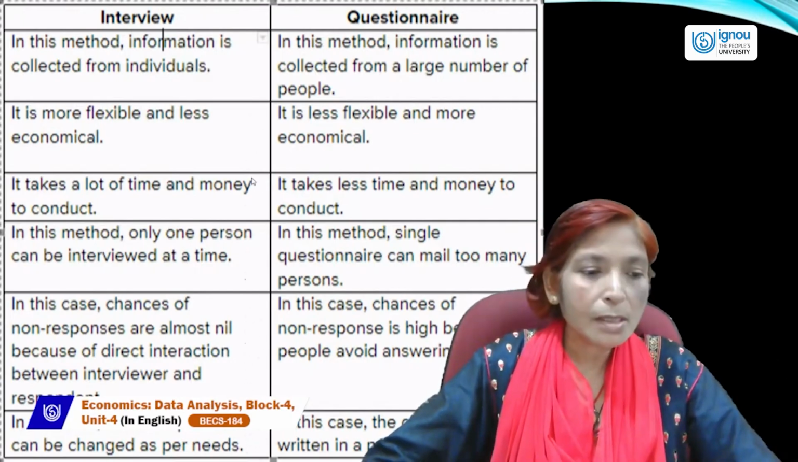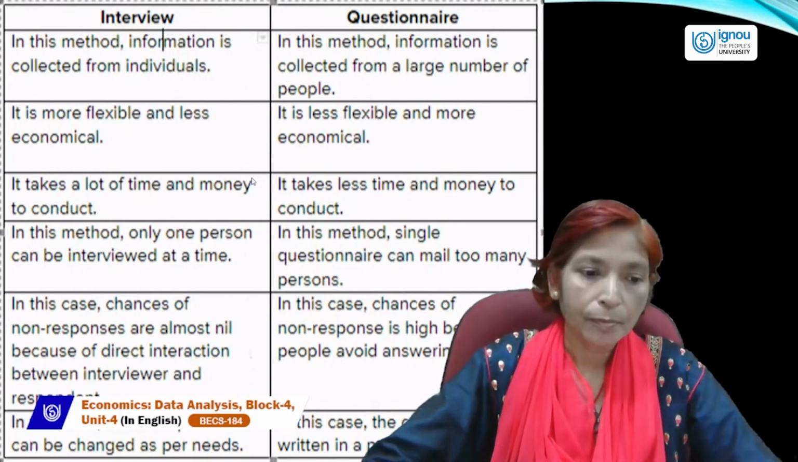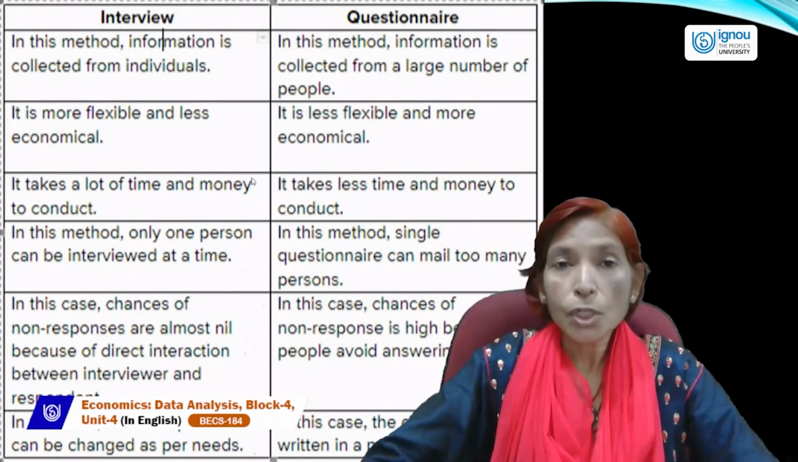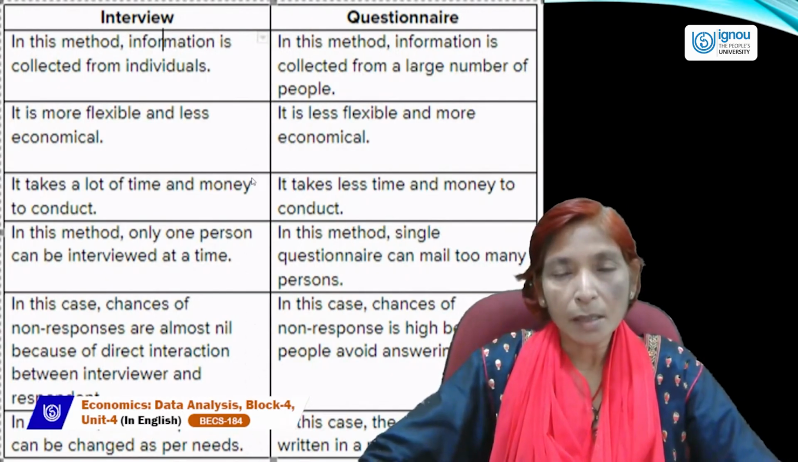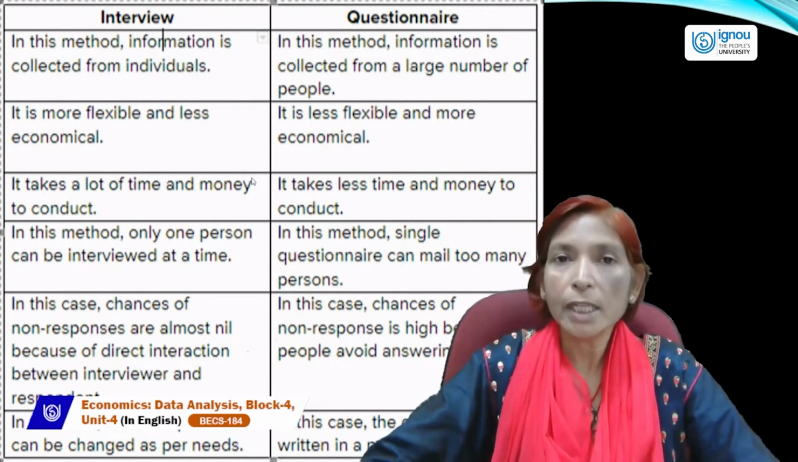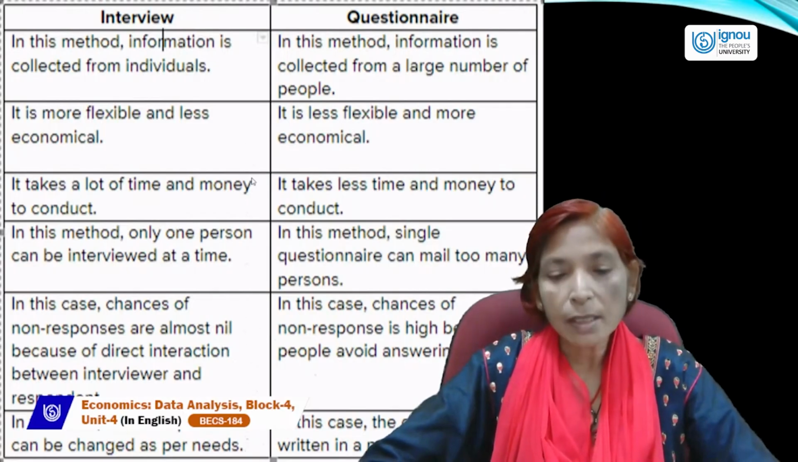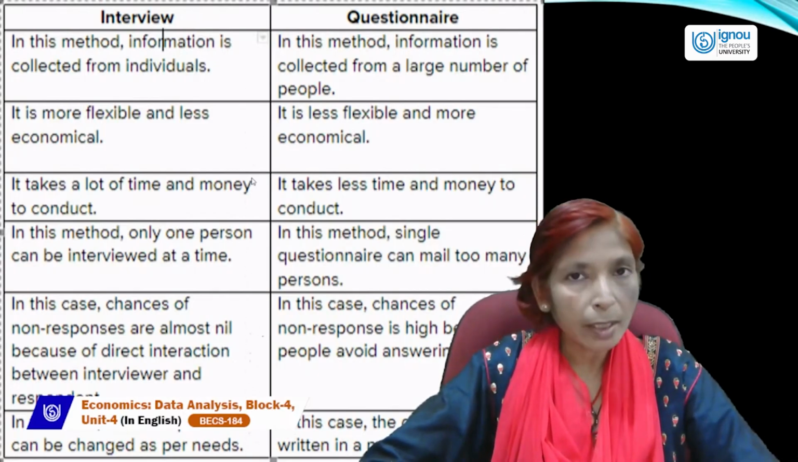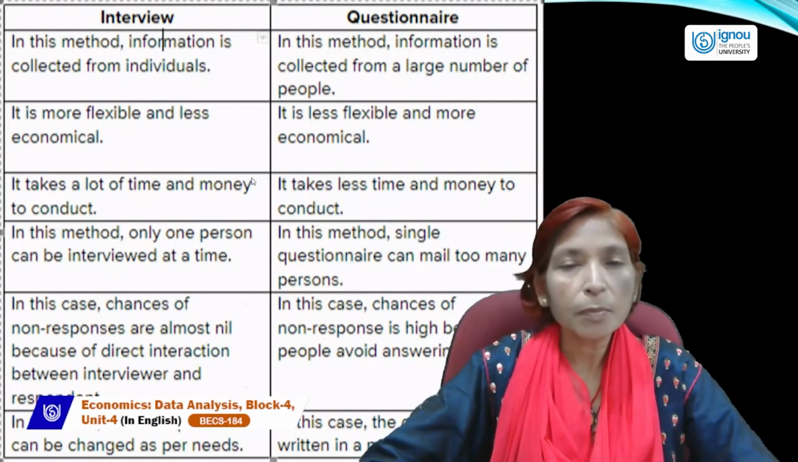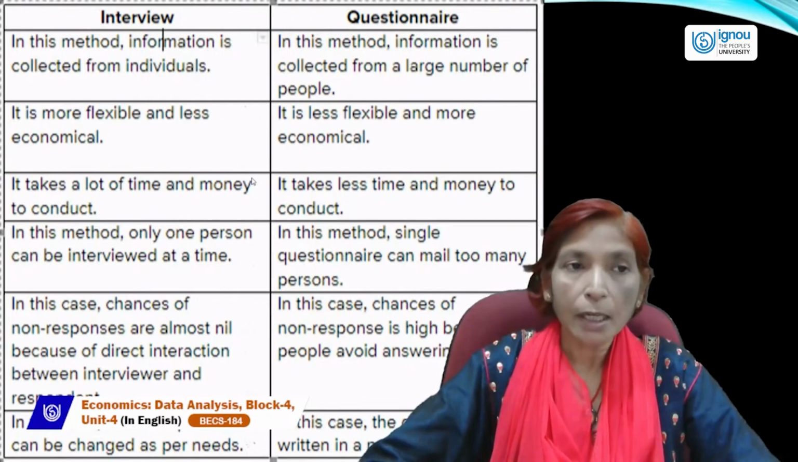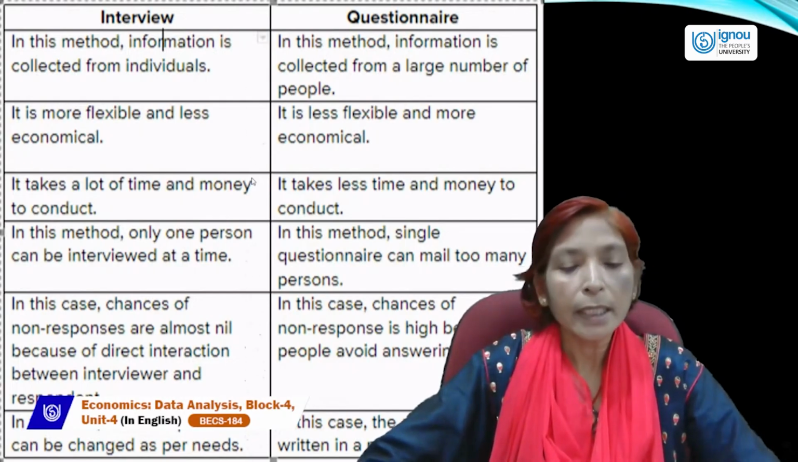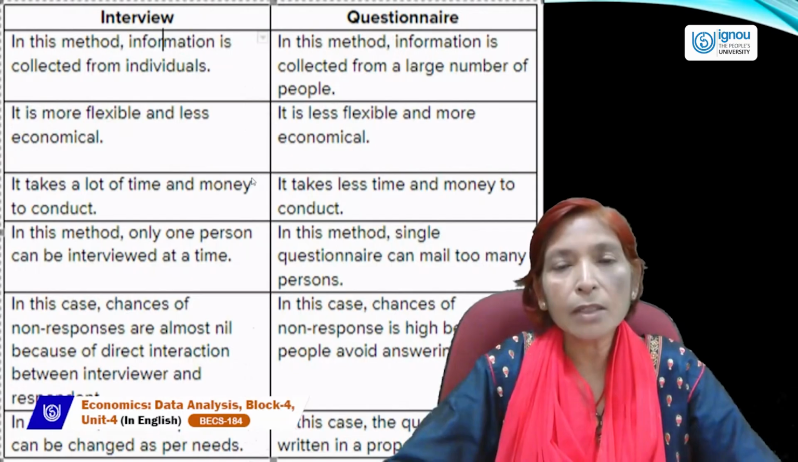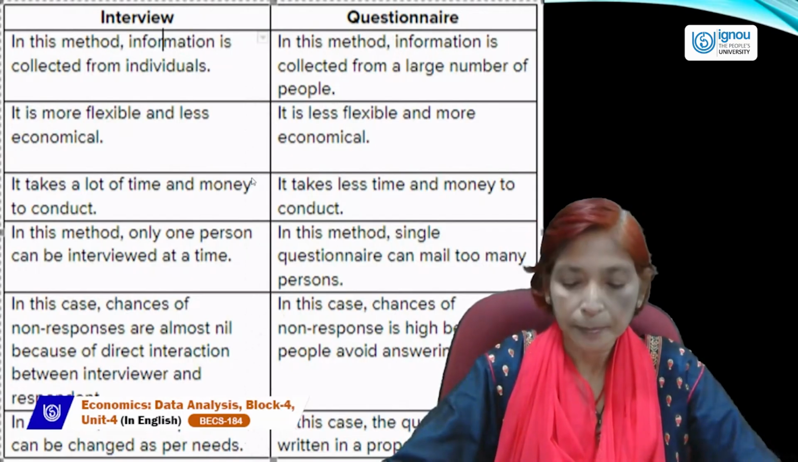Next is the interview. In this case, the order of questions can be changed as per needs. But in a questionnaire, you can't change the order or number of questions, because if you set some limited questions in your questionnaire, then you can't change them, because it is less flexible. The questions are written in a proper manner, which is not flexible and can't be easily changed. But in an interview, you can change the order of questions easily according to your needs. So this is the difference between the interview and questionnaire methods, from which we can collect data.